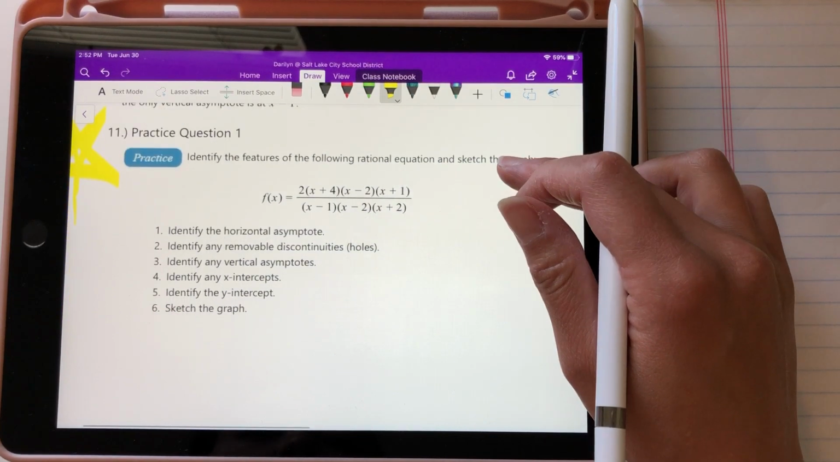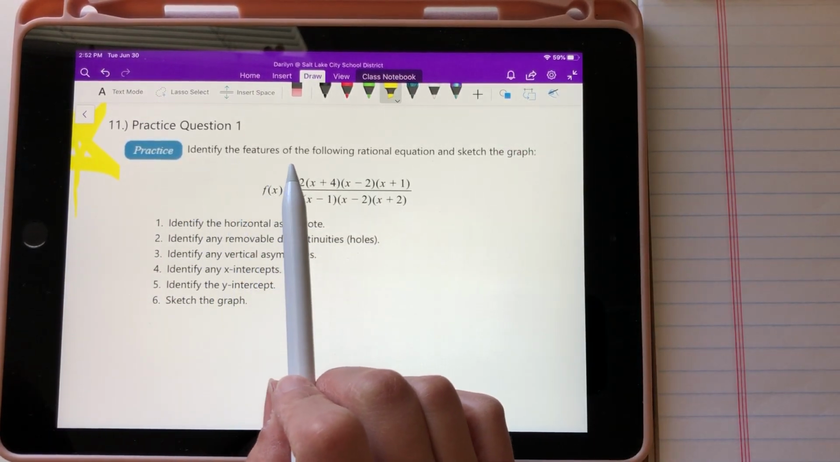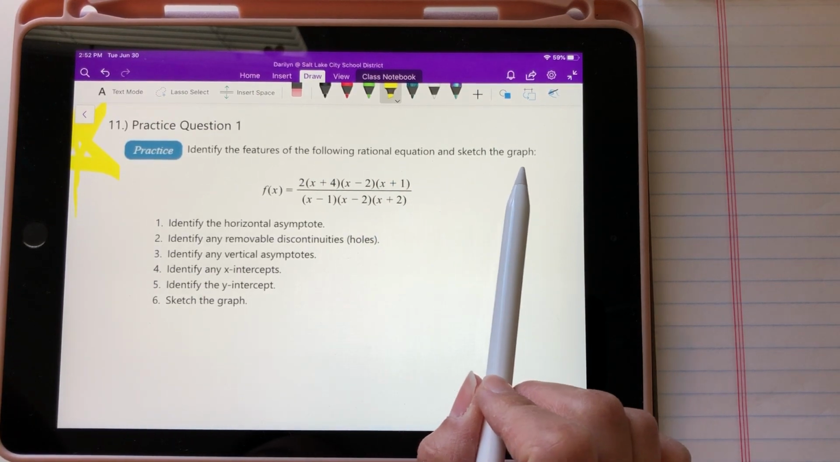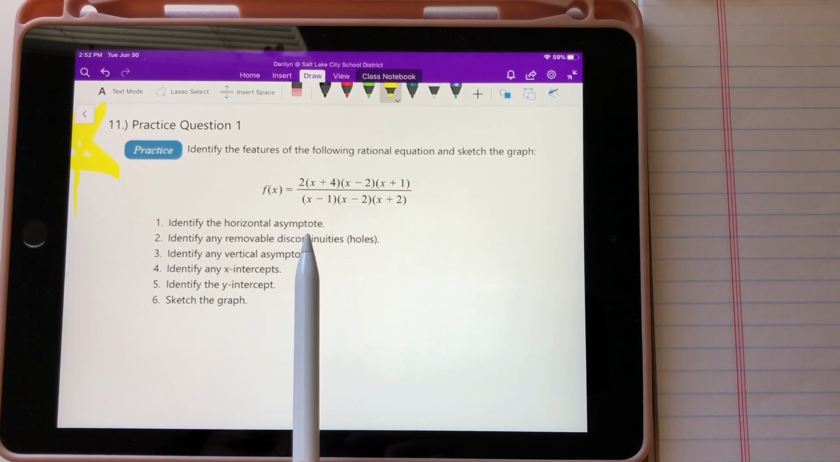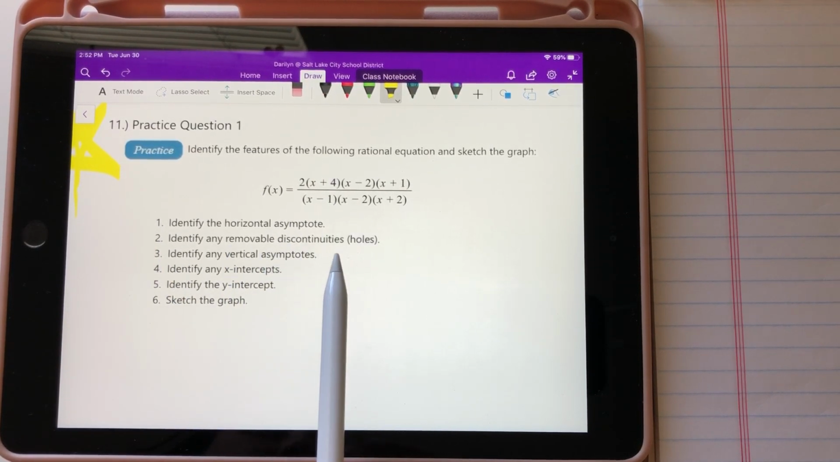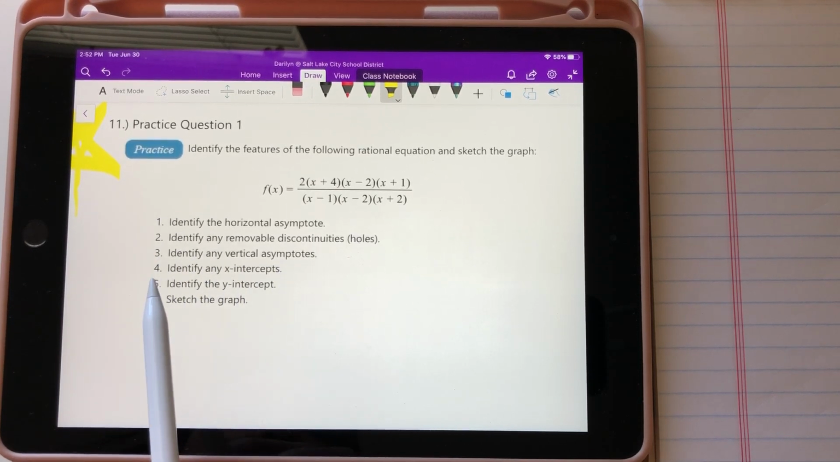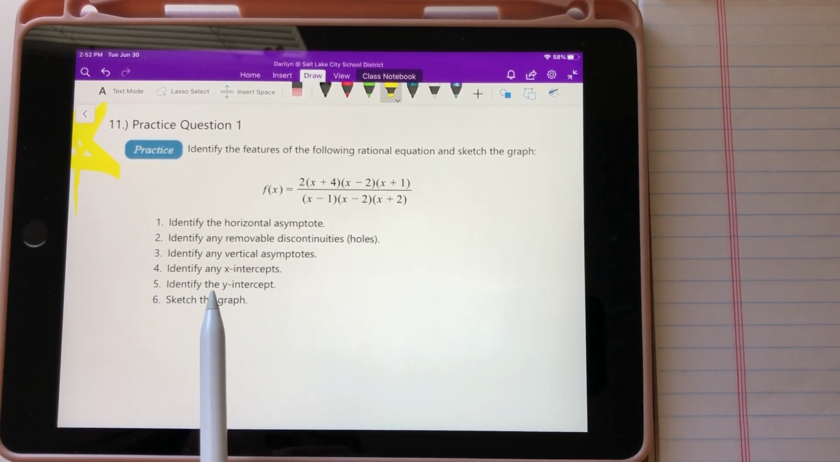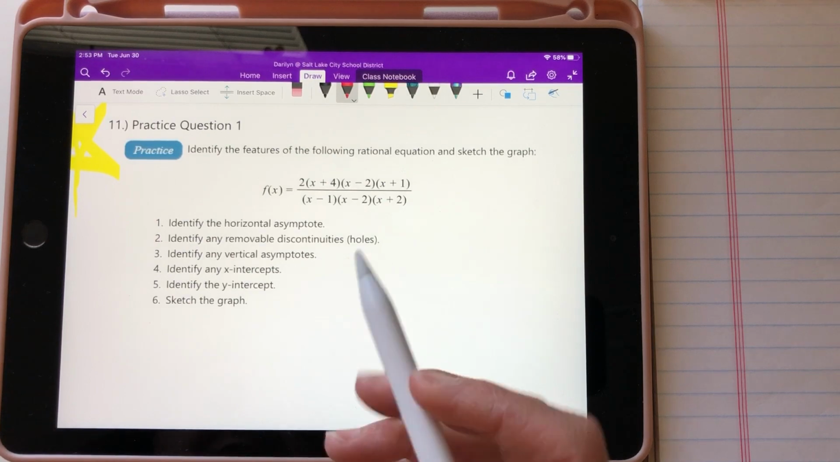So in order to discuss all these things, let's look at an example. I'm going to scroll all the way down to this practice question that says, identify the features of the following rational equation and sketch the graph. The first one is the horizontal asymptote. The second one is removable discontinuities or holes. The third one, vertical asymptotes. The fourth one, x-intercepts. The fifth one, y-intercept. And step 6 is to sketch it. So we just have to remind ourselves what these things are.